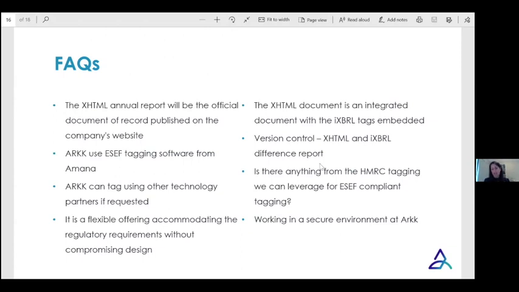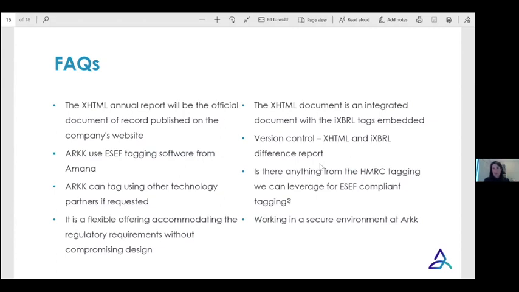People also asked how the iXBRL tags are sort of applied to the XHTML document. The software works, so it's all integrated basically. So you put the PDF into the software, and the iXBRL tags are integrated into the XHTML document, and then you have the outputs that Mary's just showed you for submission and review.